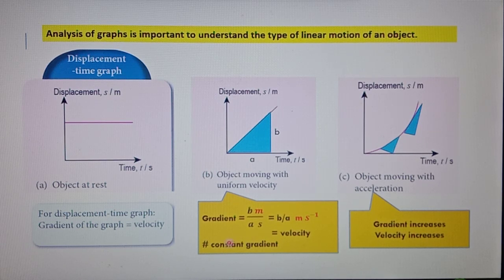Just now we have mentioned that gradient equals velocity. So when gradient increases, meaning velocity increases. So when the velocity increases, the object accelerates. So based on this graph, the type of motion is uniform acceleration.